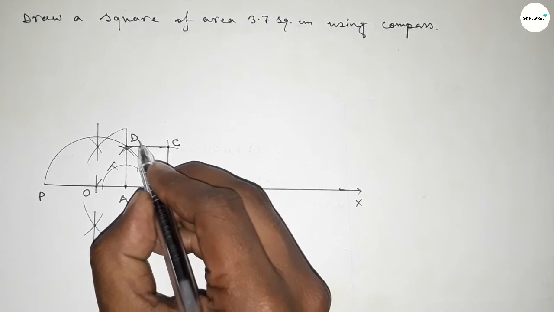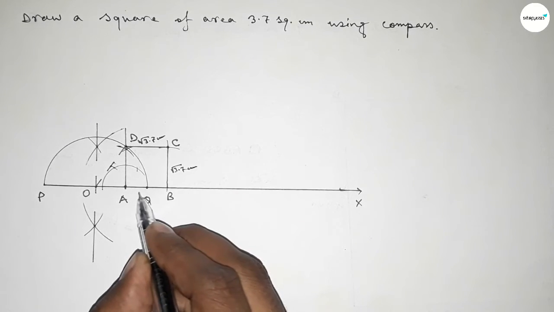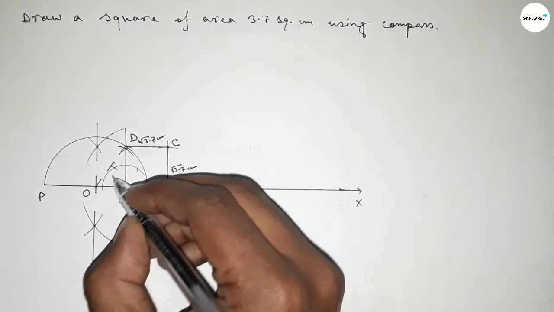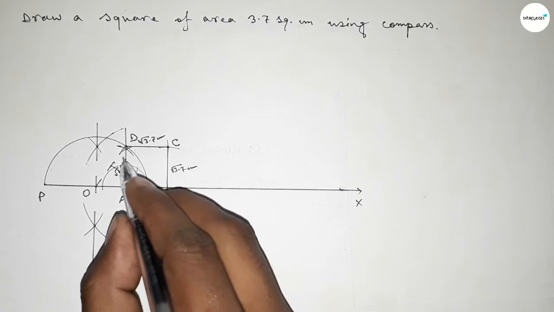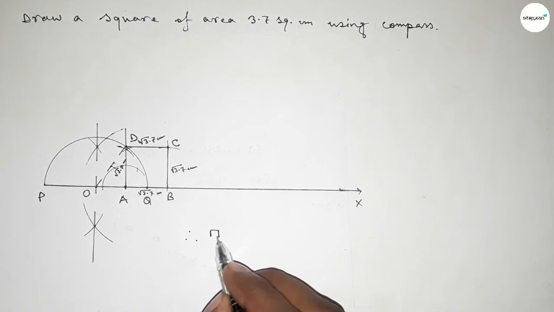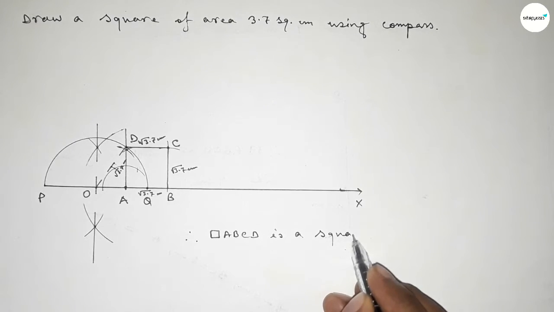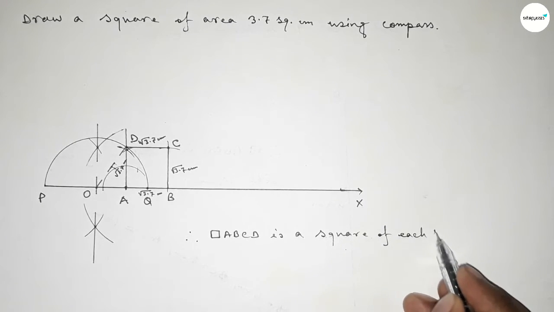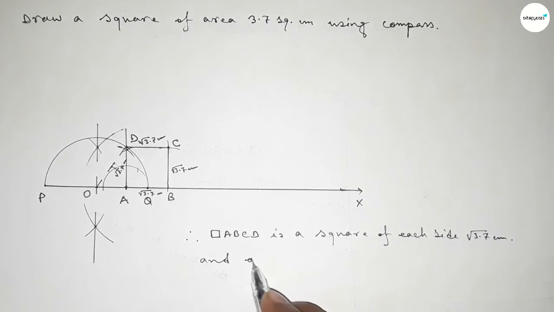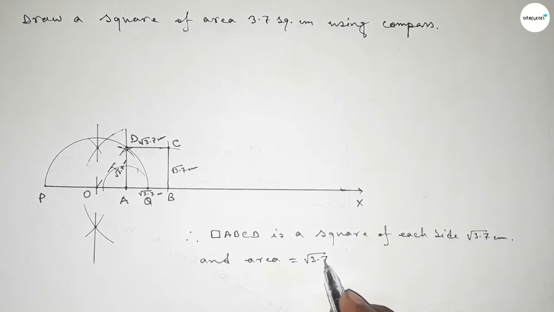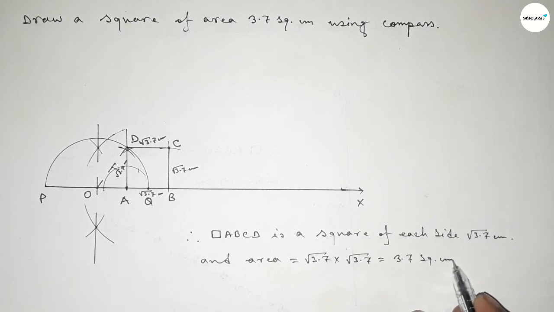So the length of the line DC equal to root 3.7 centimeter. This is also root 3.7 centimeter, this is also root 3.7 centimeter, and this line also root 3.7 centimeter. So therefore ABCD is a square of each side root 3.7 centimeter. And the area of the square equal to root 3.7 into root 3.7 equal to 3.7 square centimeter.